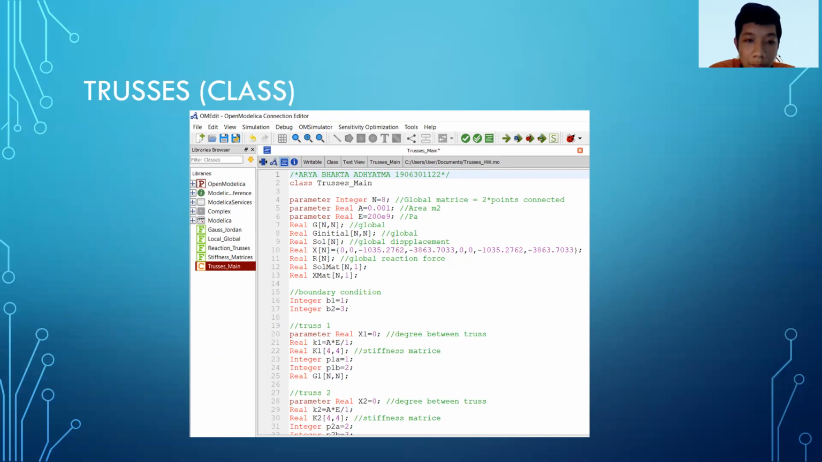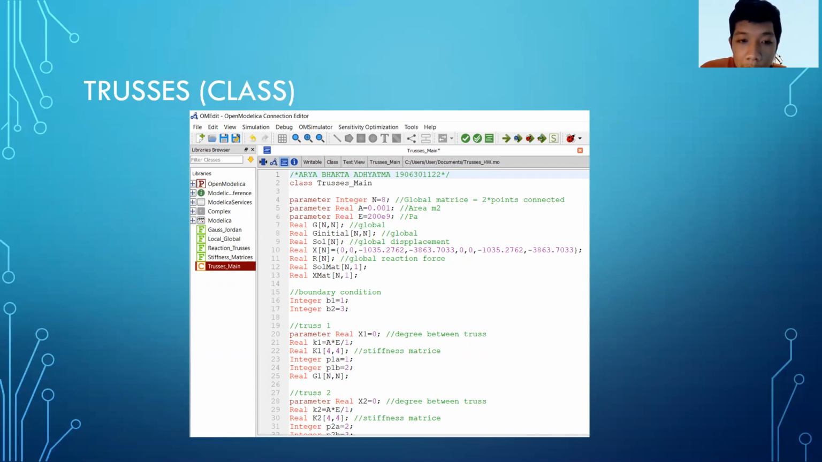We can see this B1 and B2, 1 and 3, because in this truss structure, point 3 and point 1 have a fixed connection. So the boundary condition is at point 1 and point 3. So we can move on to the analysis of truss 1, truss 2, and the five trusses.